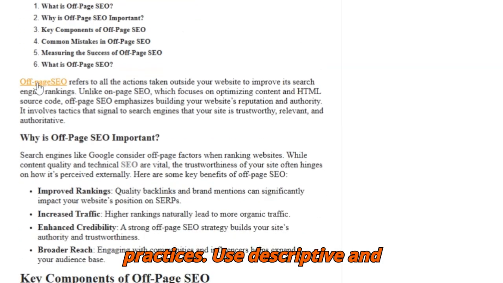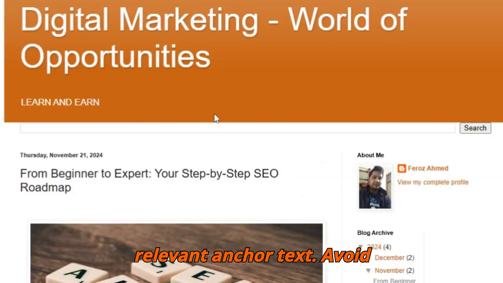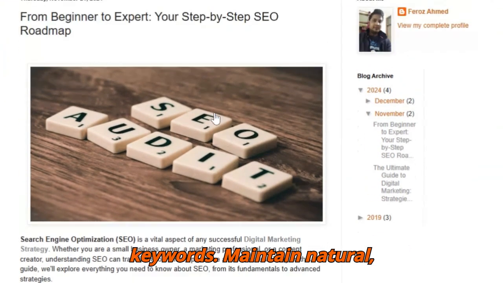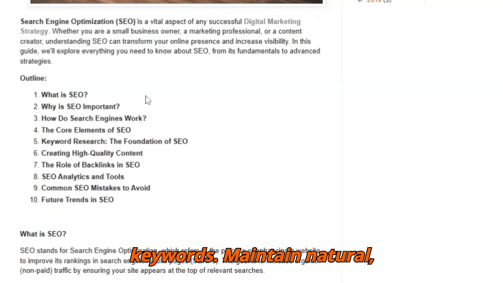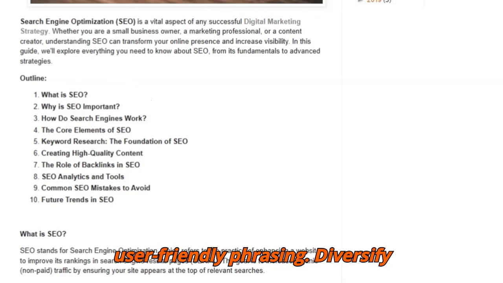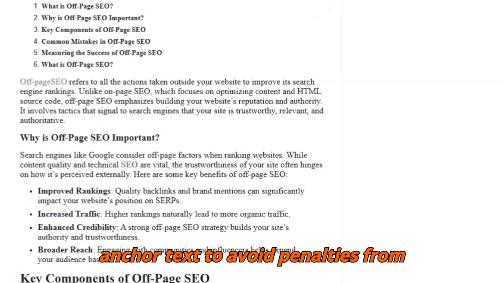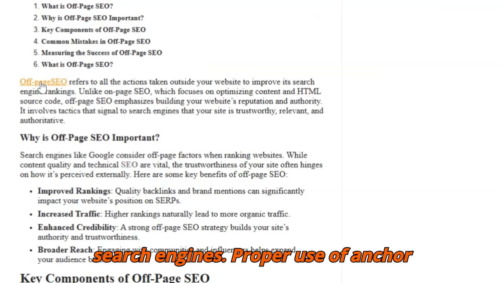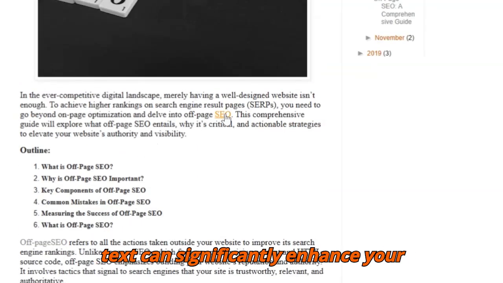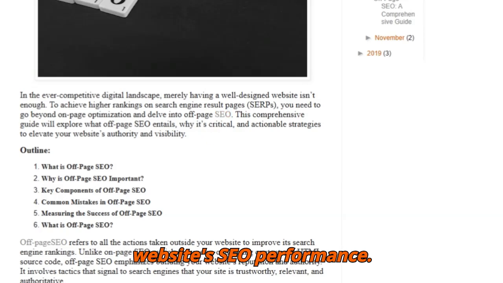Best practices. Use descriptive and relevant anchor text. Avoid over-optimizing with exact match keywords. Maintain natural, user-friendly phrasing. Diversify anchor text to avoid penalties from search engines. Proper use of anchor text can significantly enhance your website's SEO performance.